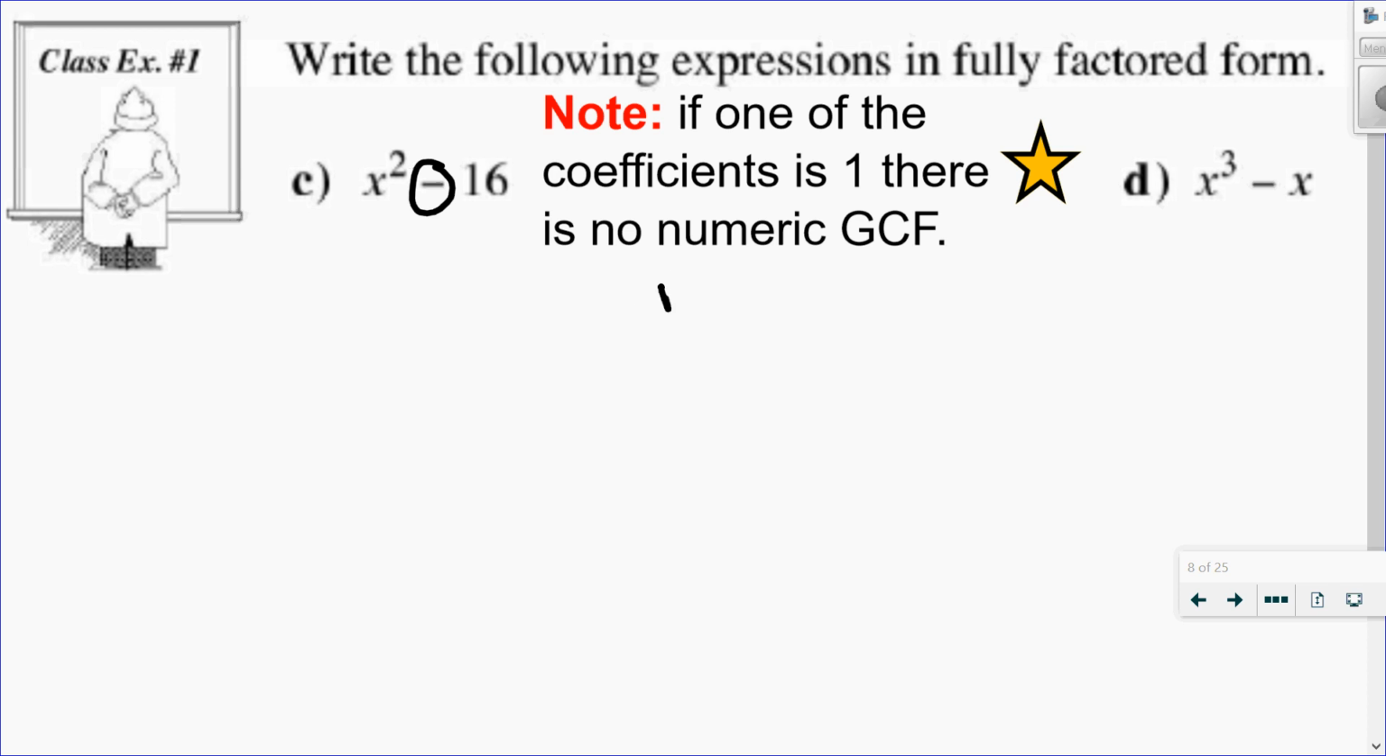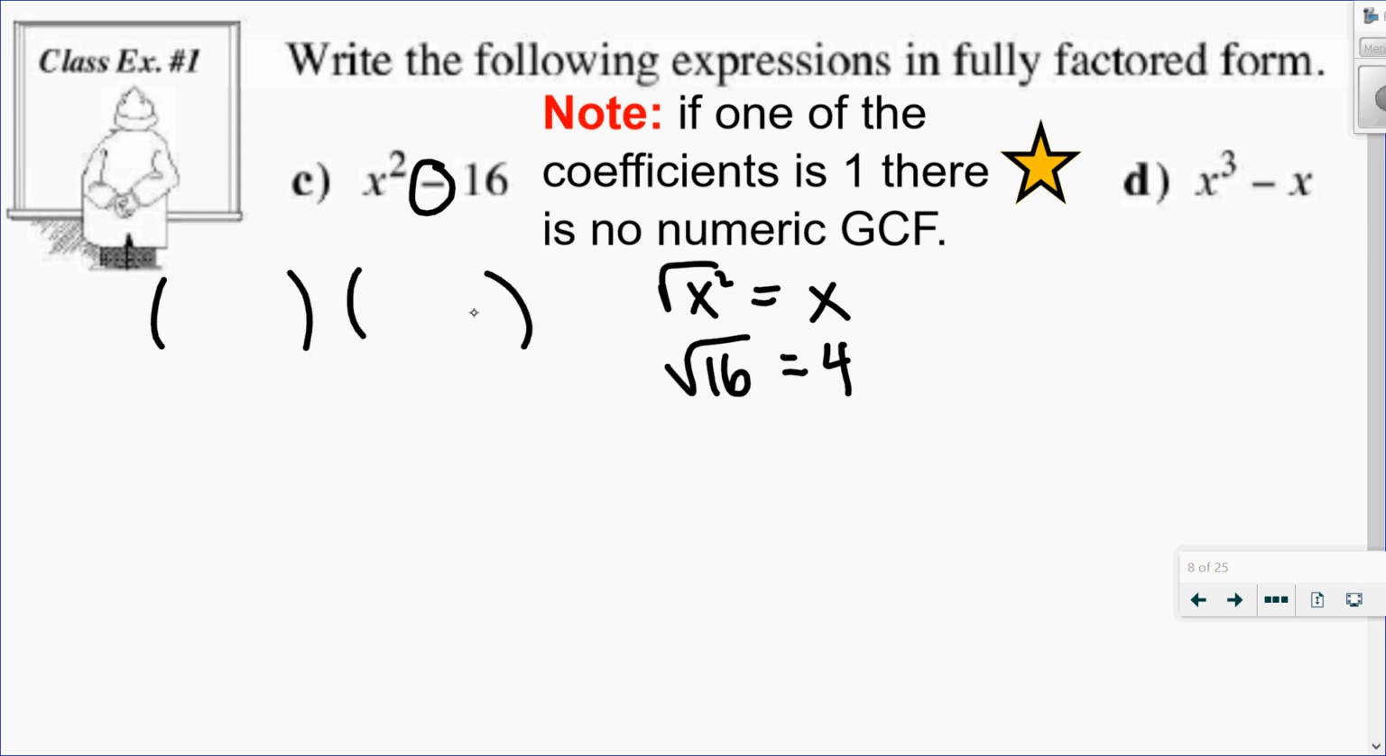So I know that the square root of x squared is half of my exponent, 1. And I know the square root of 16 is 4. So I'm going to put that together and factor. So square root of x squared is x. It goes as the first number because it was the first number in the question. 16, the square root of 16 is 4. It goes as the second term. And then you add one set and subtract the other, or vice versa. And that's how it factors.